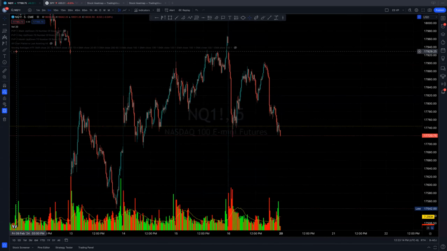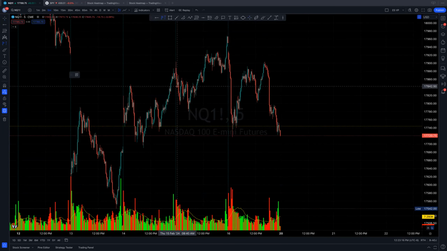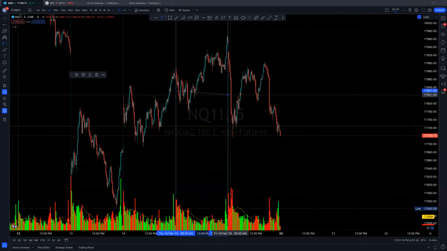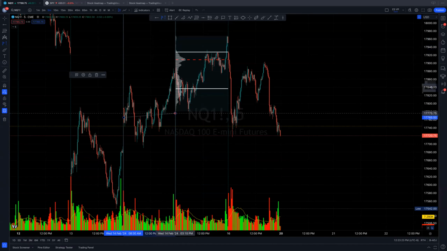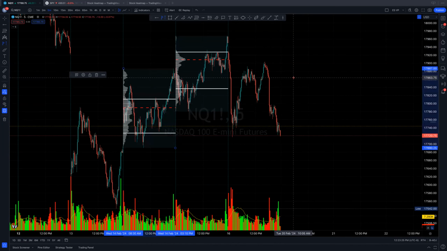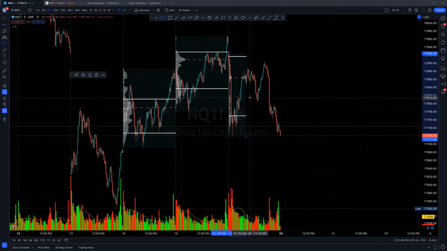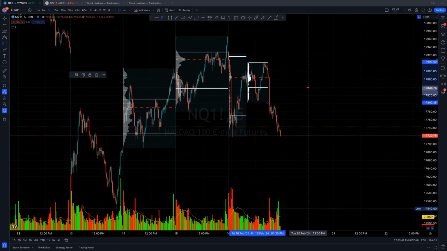Okay, let's draw the profile here on NQ. Is that applicable for fixed range and regular profile? So yes, it is. But you want to draw the whole session profile. You don't want to draw segments of the profile and use that. You want to draw the whole profile.